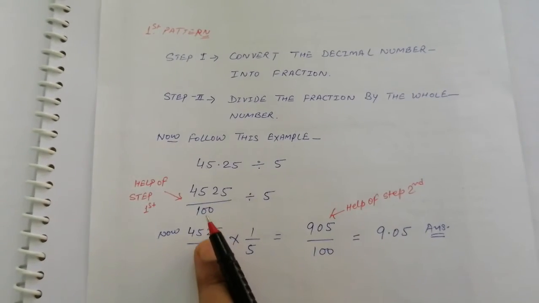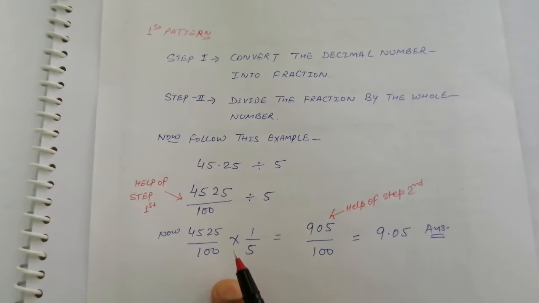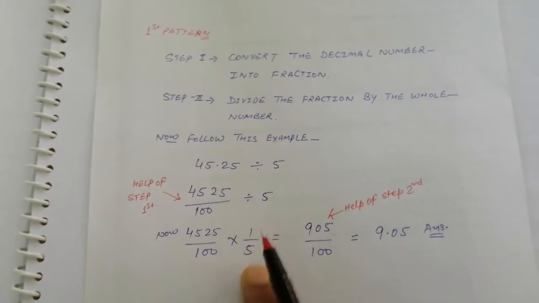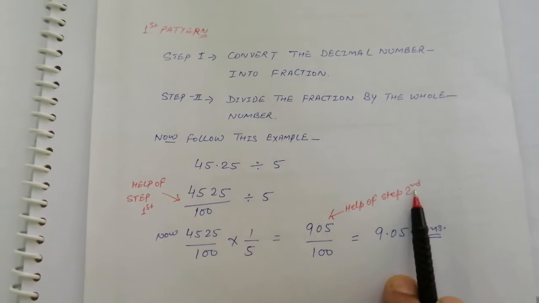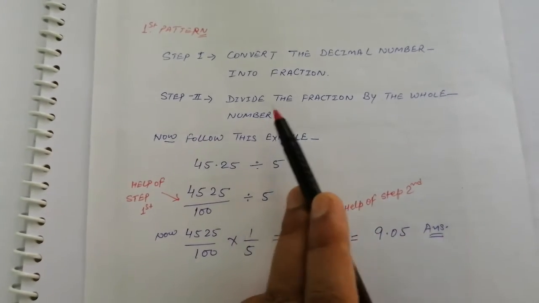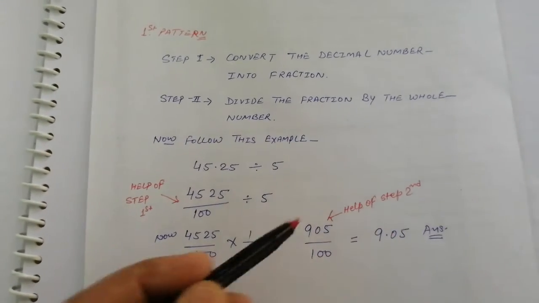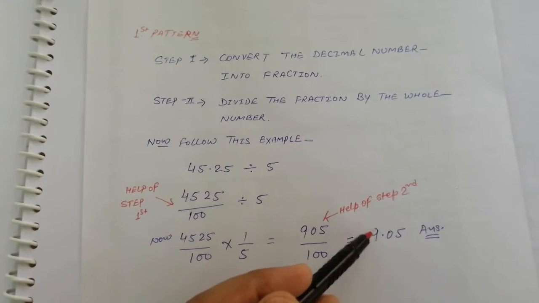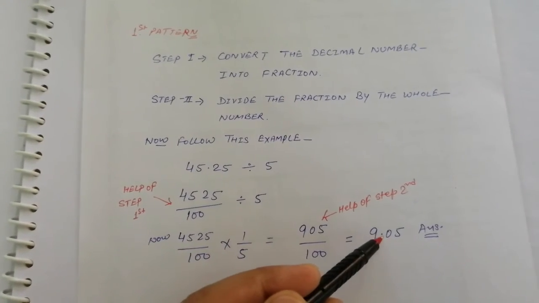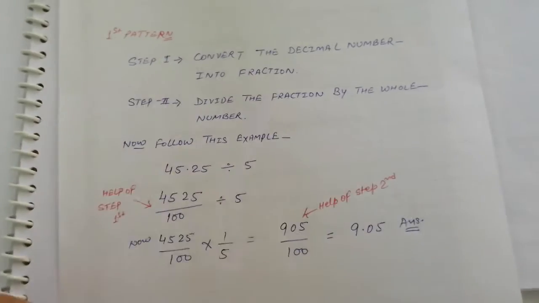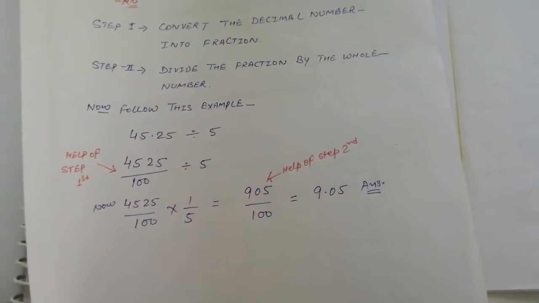Now 4525 upon 100 is multiplied by 1 upon 5. This is step 2, divide the fraction by the whole number. 9.05 is the final answer. Okay, that is how the division process starts.